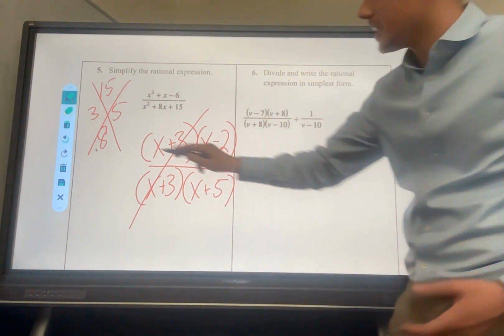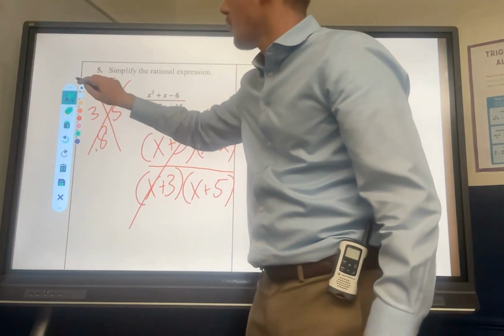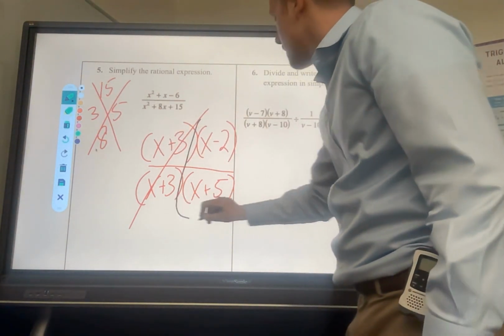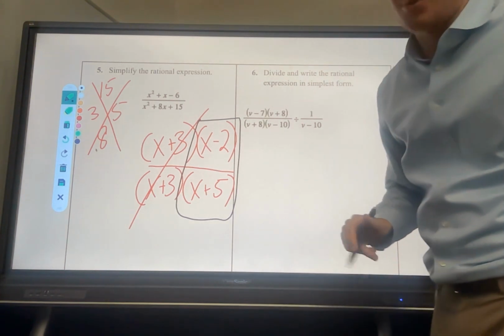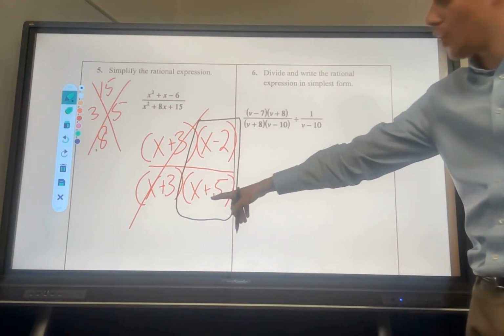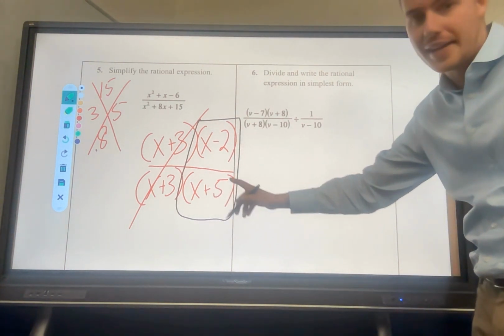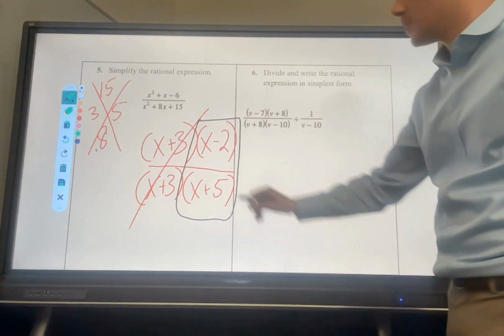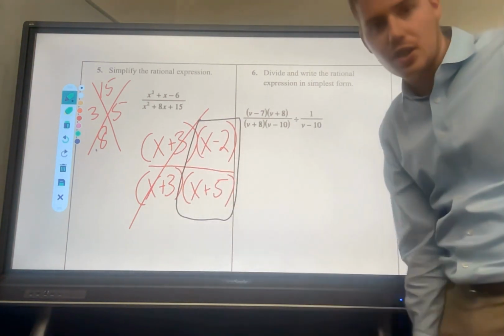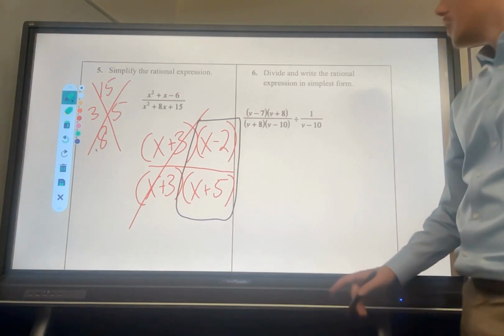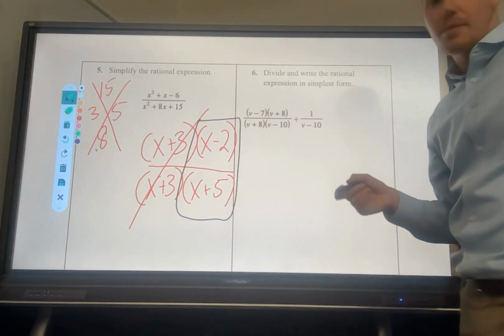And so our final answer, what we're left with, what I'm looking for you to write on your exam, is what I have circled in black here: x minus 2 over x plus 5. That's the correct answer. That's what I'm looking for. Once you cross out x plus 3, you don't need to include it in your answer anymore. All right, let's move on to question number 6.